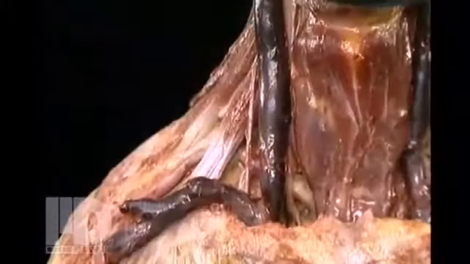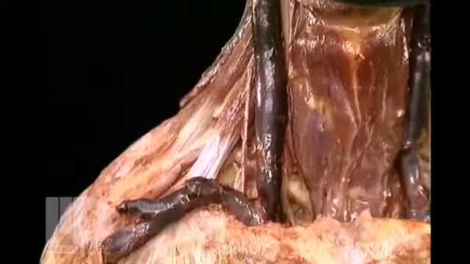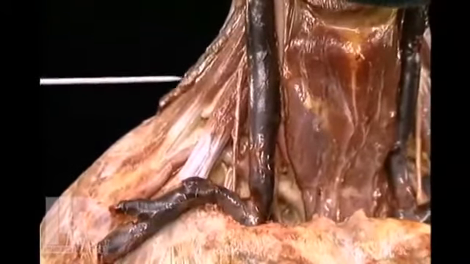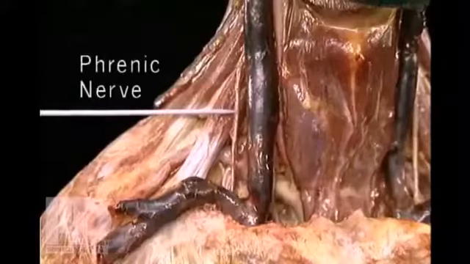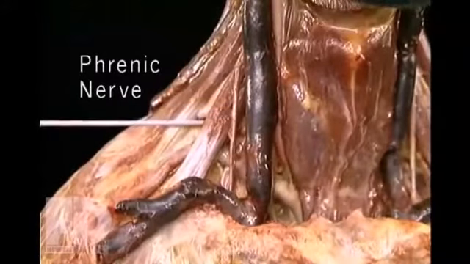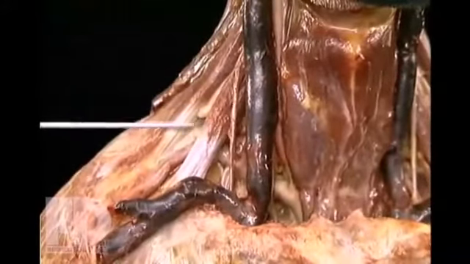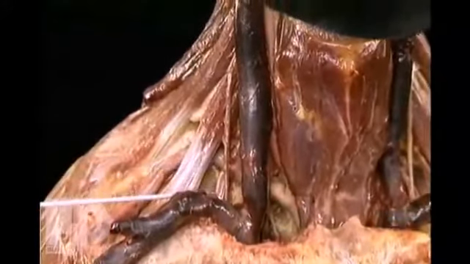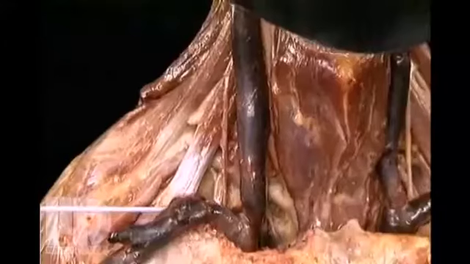We'll look at them first in the neck. In this dissection, the clavicles and the sternocleidomastoid muscles have been removed. Here's the phrenic nerve. It runs down on the front of the anterior scalene muscle and passes in front of the subclavian artery and behind the subclavian vein.